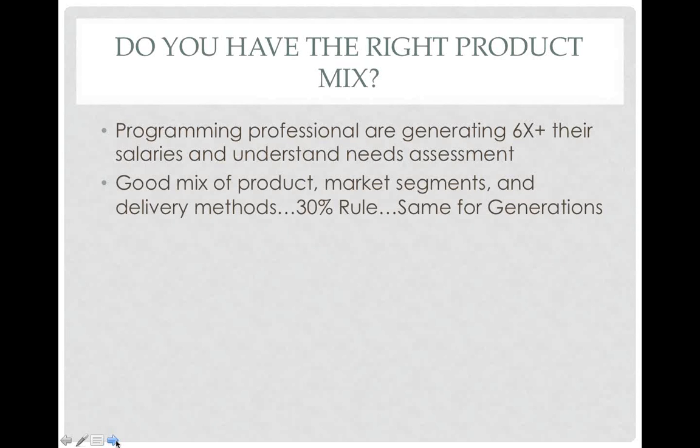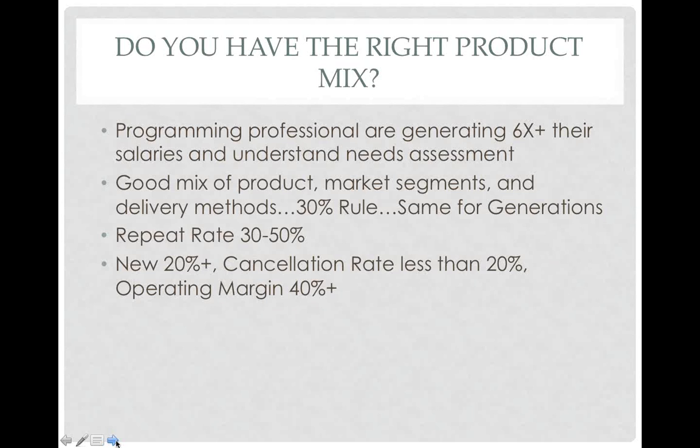Think about that 30% rule, and also think about that 30% rule regarding generations. Some programs that I'll review will have 70% of their business from baby boomers. That's a problem because baby boomers will not be here forever. And so we need to have a better mix from our generation point of view too. Repeat rate, being able to track it, being able to know that it's in that 30 to 50% range, is critical when it comes to our product mix. Got to do 20% new, got to have a cancellation rate less than 20%, got to have an operating margin of 40% or better.